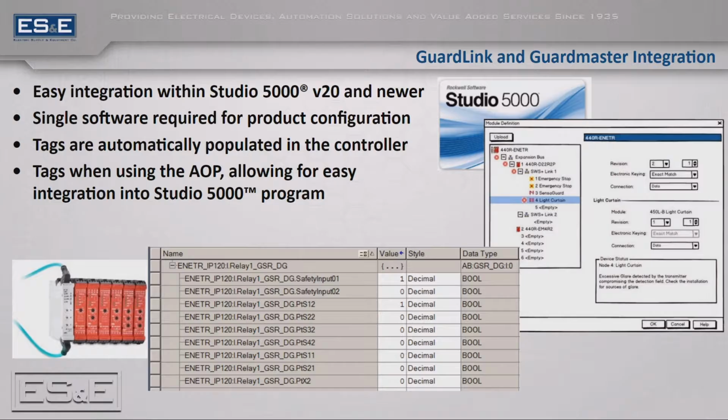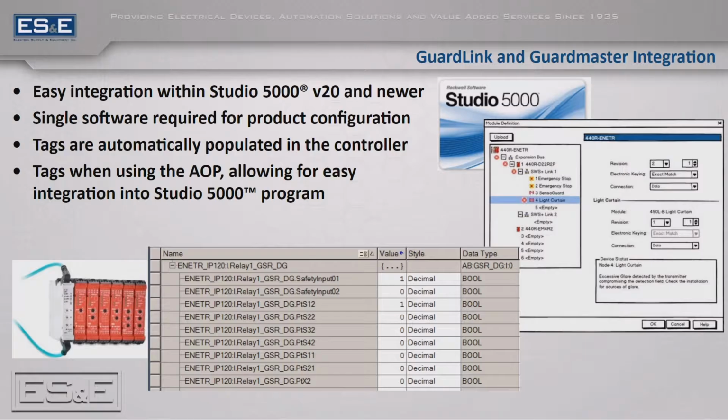So to get that GuardMaster diagnostic back, you use the 440 Ethernet module, which is compatible with Studio version 20 and newer. So it allows you to use the 1769 platform and the 1756 L7 platform with version 20 and newer. We'll go through some of the hardware more in a little bit. But the other thing is it still uses that same software, so Studio 5000. And we have two previews of what the add-on profile gives you. So you get the configuration shown on the right-hand side there.